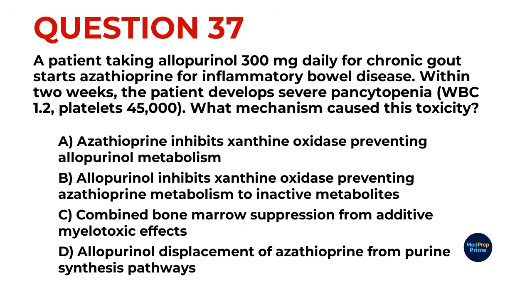A patient taking allopurinol 300 mg daily for chronic gout starts azathioprine for inflammatory bowel disease. Within 2 weeks, the patient develops severe pancytopenia, WBC 1.2, platelets 45,000. What mechanism caused this toxicity? Option A. Azathioprine inhibits xanthine oxidase, preventing allopurinol metabolism. Option B. Allopurinol inhibits xanthine oxidase, preventing azathioprine metabolism to inactive metabolites. Option C. Combined bone marrow suppression from additive myelotoxic effects. Option D. Allopurinol displacement of azathioprine from purine synthesis pathways.